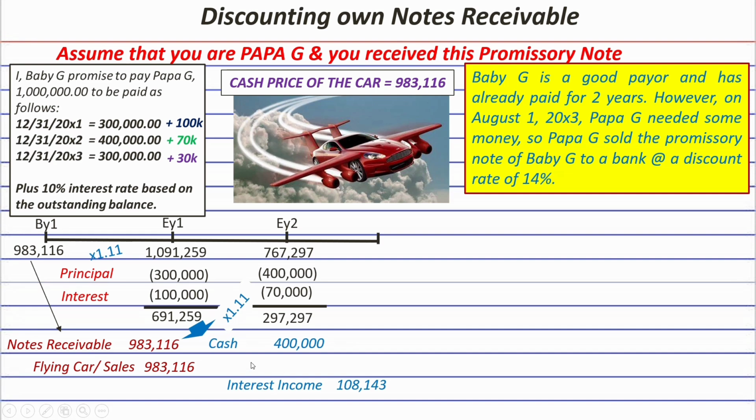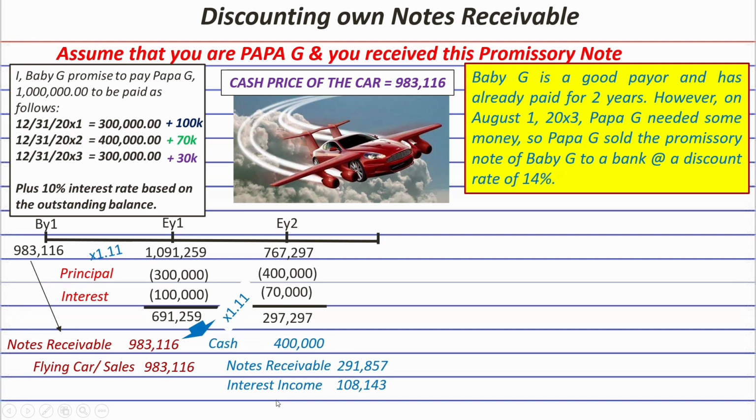And since there is a decrease of notes receivable balance from this to this, the difference, which is 291,857, will be credited to the notes receivable account. So that's the full entry at the end of year 1 of Papa G.